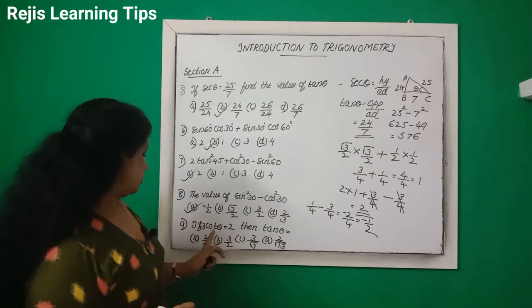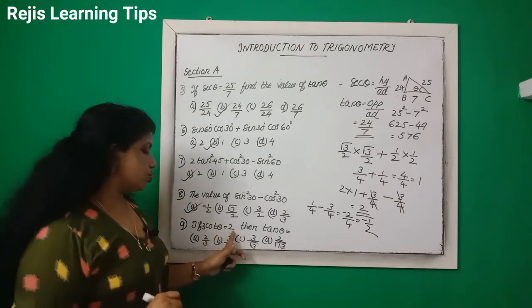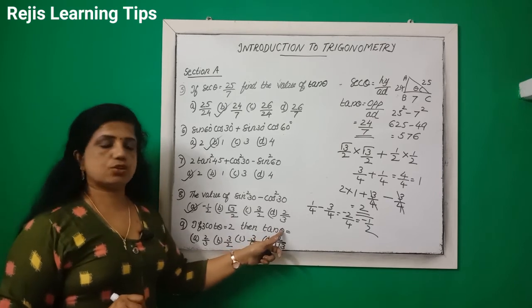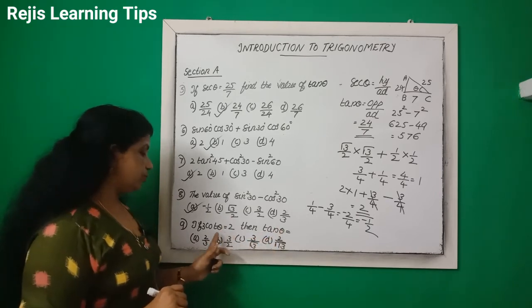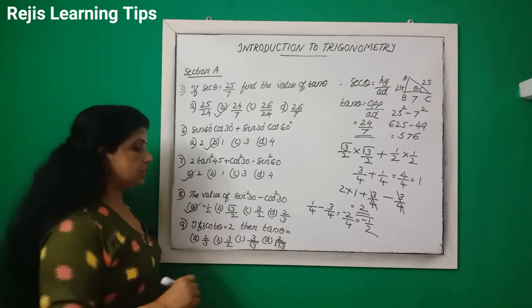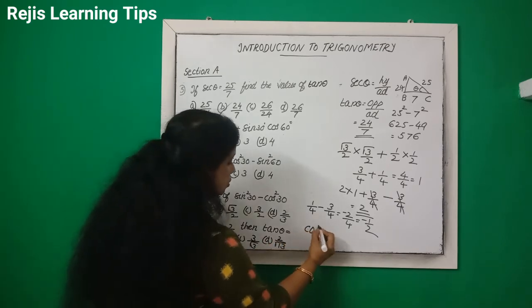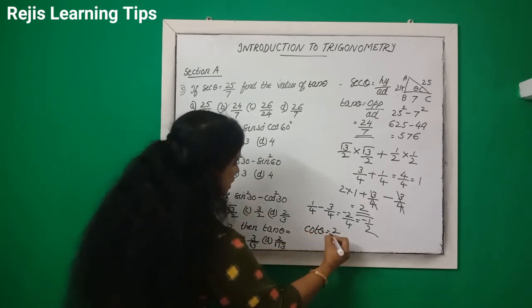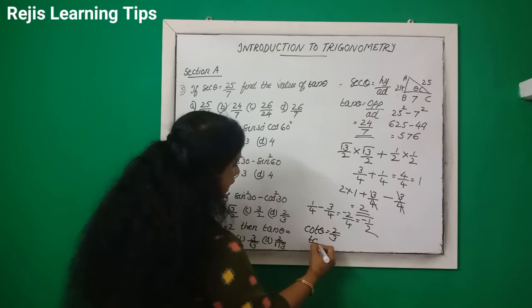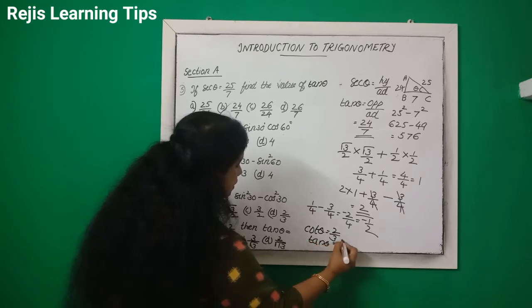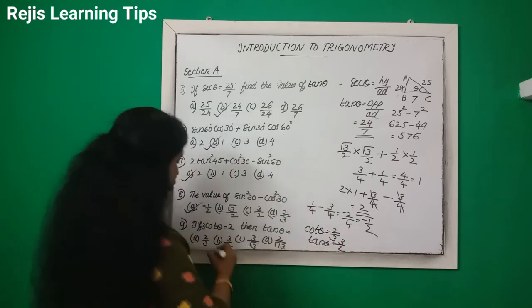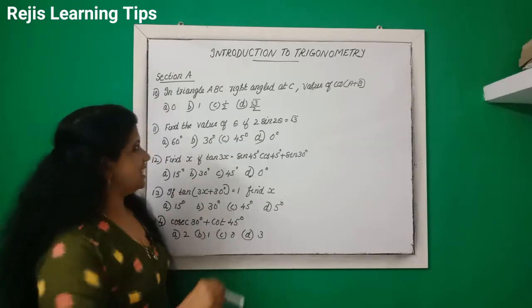The next, if 3 cot theta is equal to 2, then tan theta is equal to? 3 cot theta is equal to 2, so cot theta is equal to 2 by 3. Cot theta is equal to 2 by 3, then tan theta is equal to 3 by 2. So option B. Then 10th question.